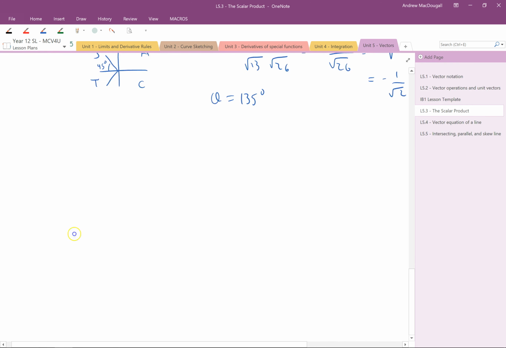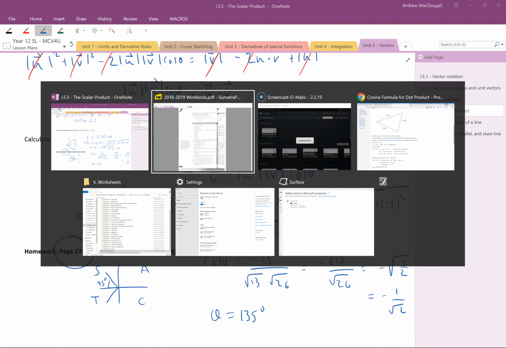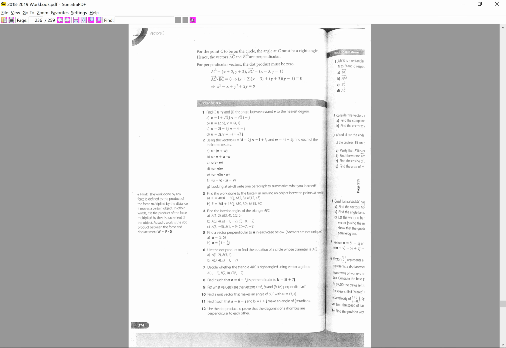Now your homework is page 274 in your workbook. It's actually this weird looking page. So at the back of your book, you have these vectors pages that look kind of weird.